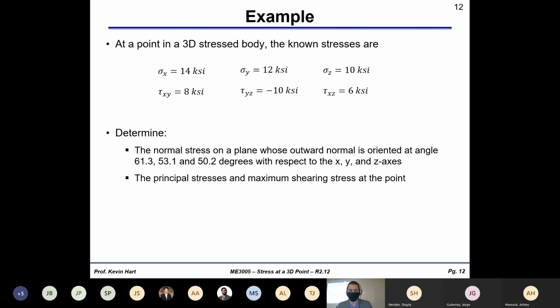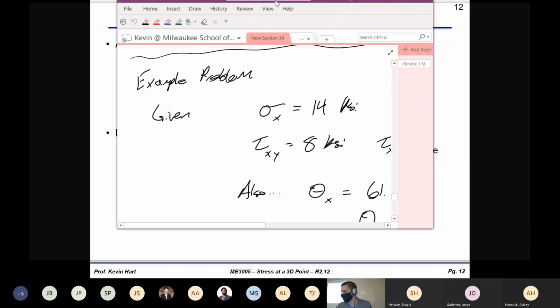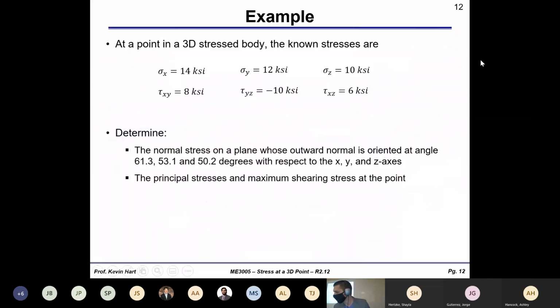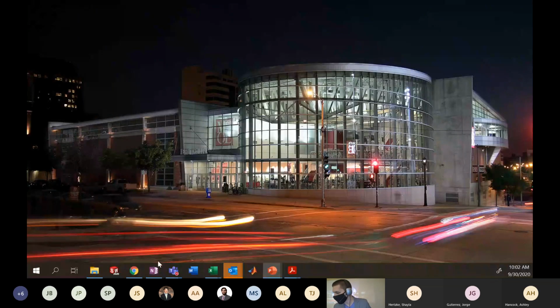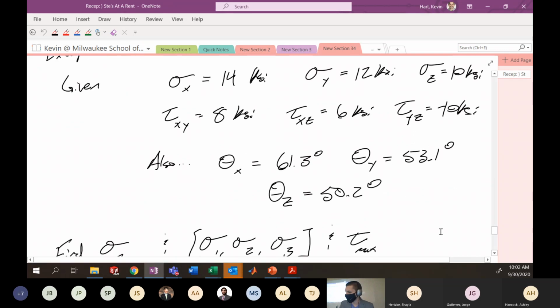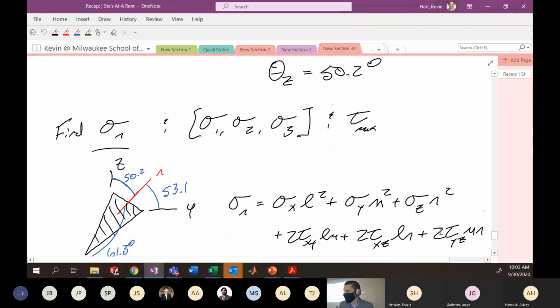I'll bring up the writing pad where we had left off last time. This was our particular problem. Here we were. We wrote down the given information, our stress in x, y, and z, and our shear stresses xy, xz, and yz. We were also given these angles with respect to the normal. We were asked to find the normal stress, the principal stresses 1, 2, 3, and tau max.